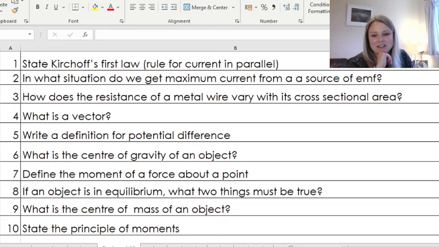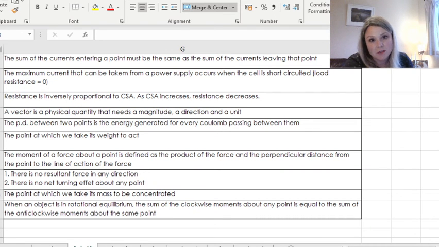Hi, year 13. So here's your retrieval roulette for today. So pause, get answering. And here's the answers. So again, pause, get those marked and corrected, and then let's get started with today's work.